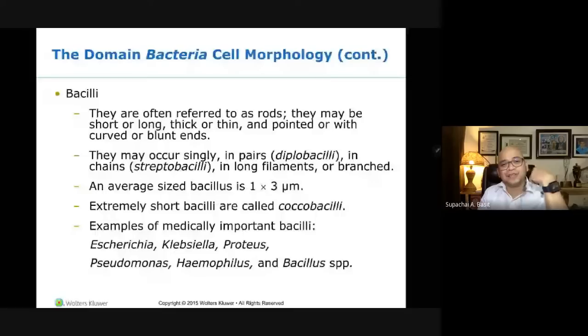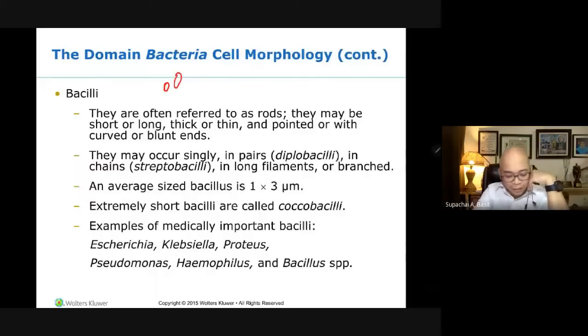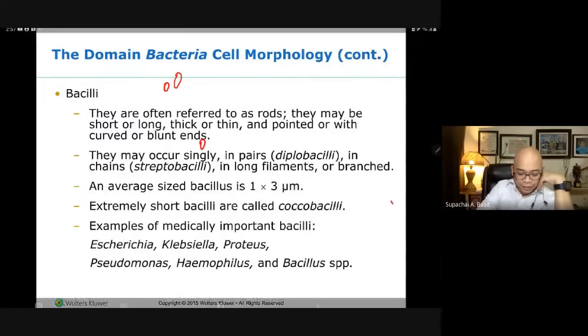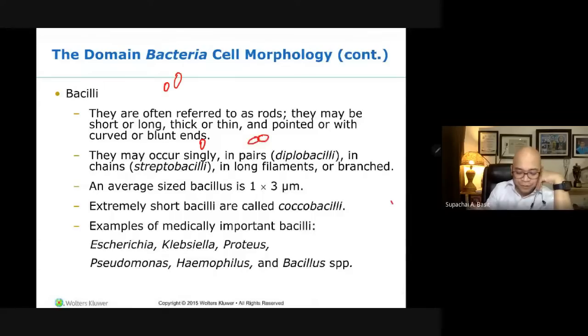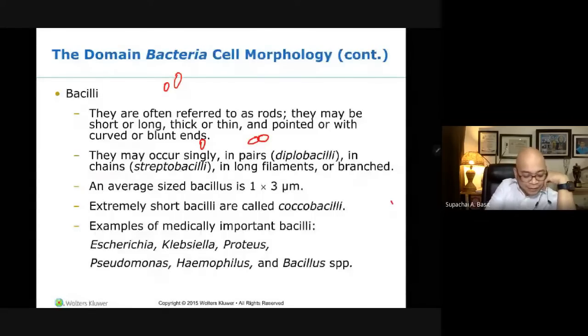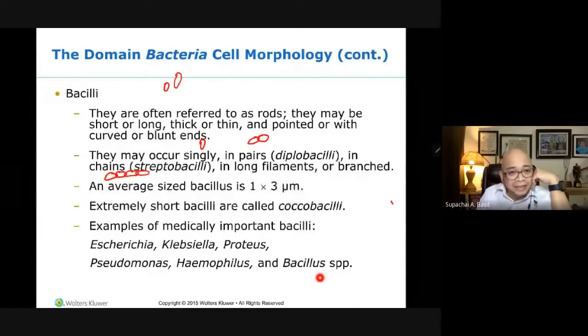Bacilli are often referred to as rods. They may be long, short, thick or thin, pointed, or with curved or blunt ends. They could appear singly, so that's a bacillus, or in pairs, diplobacilli, or in chains, which we call streptobacilli, in long filaments or branched. An average size bacillus is 1 micron in width, 3 microns in length.